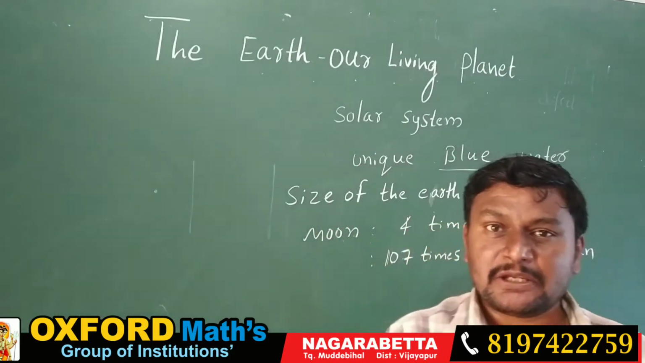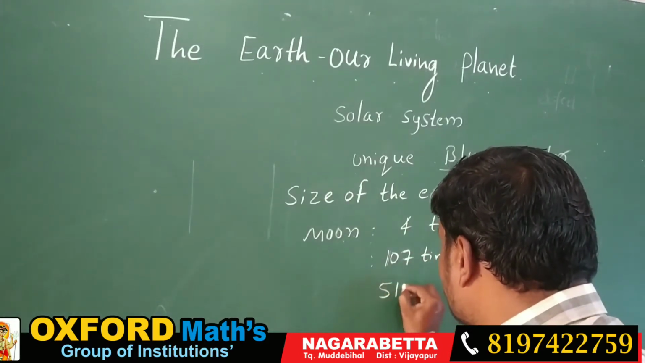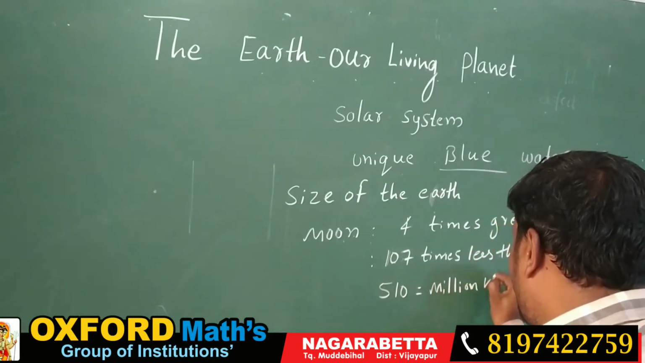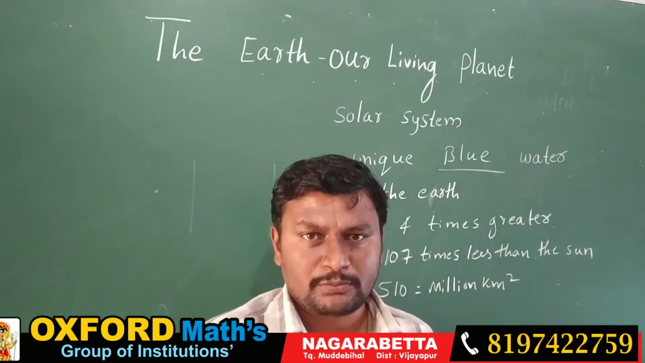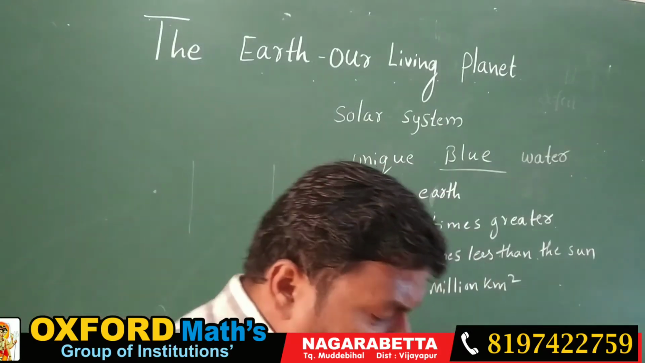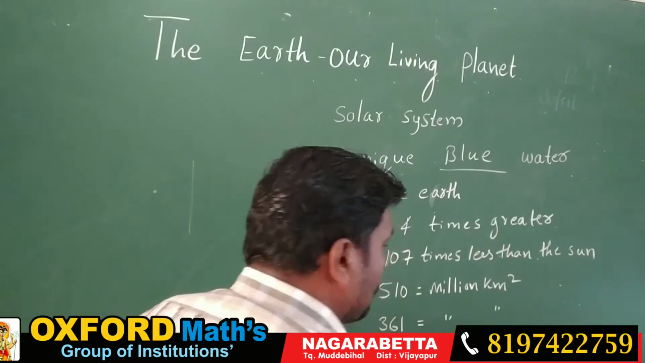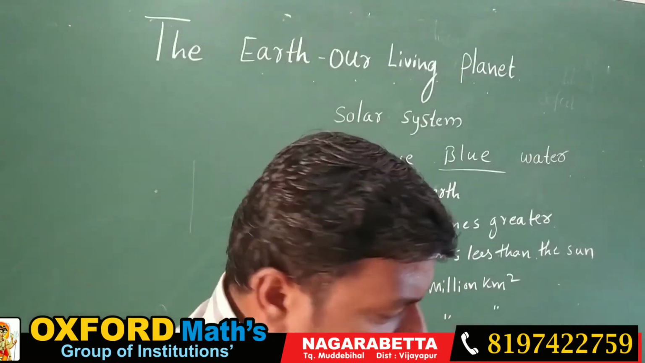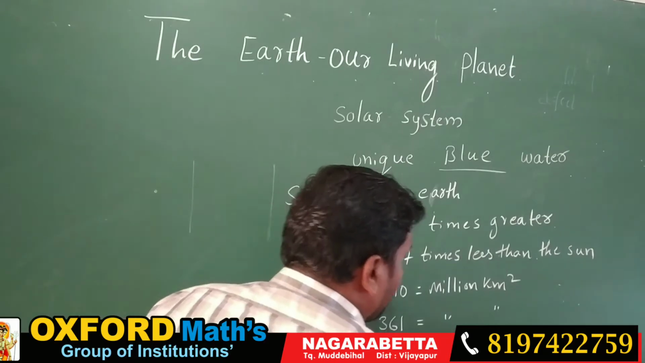And the total area of the Earth is 510 million square kilometers. Out of this 510 million square kilometers, how much is covered by water? It is 361 million square kilometers of water. Understood? And next, 149 million square kilometers of land.